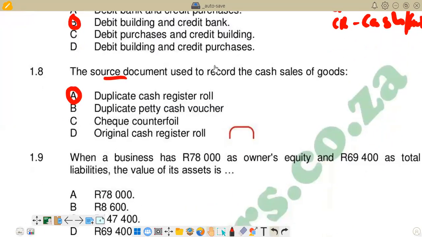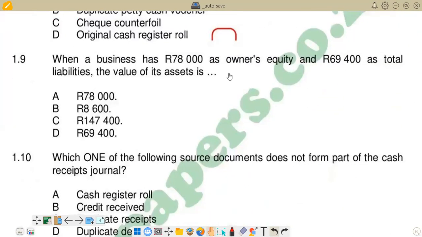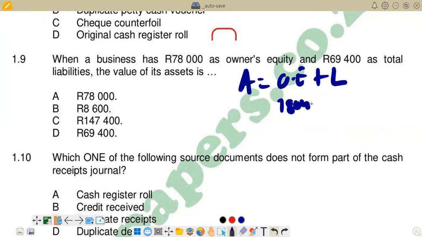We are now on 1.9. And you see that 1.9 says a business has 78,000 rands as owner's equity and 69,400 as total liabilities. The value of assets is, so basically we are going to employ the accounting equation whereby we say assets are equal to owner's equity plus liabilities. So here we are given 78,000 as owner's equity, and then 69,400 is total liabilities.